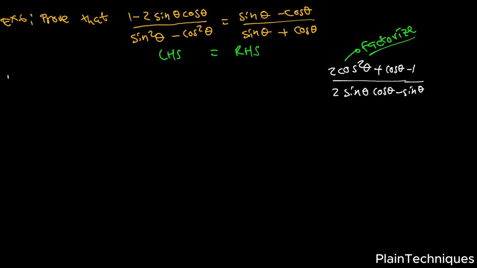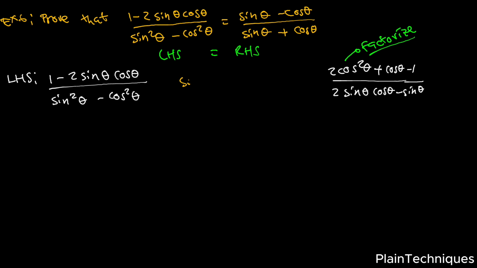So this is the left hand side. Okay, I'm going to rewrite the left hand side: 1 minus 2 sine theta cos theta over sine squared theta minus cos squared theta. Right? Do you remember something like this?